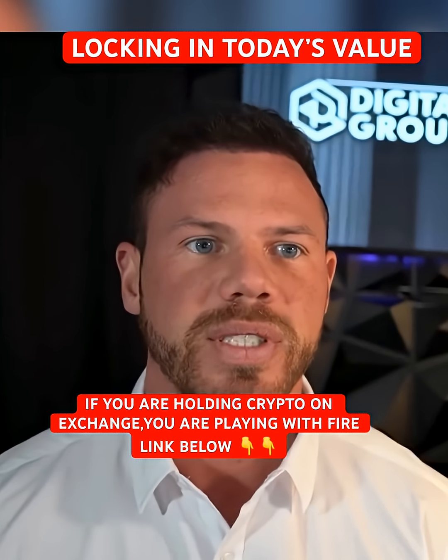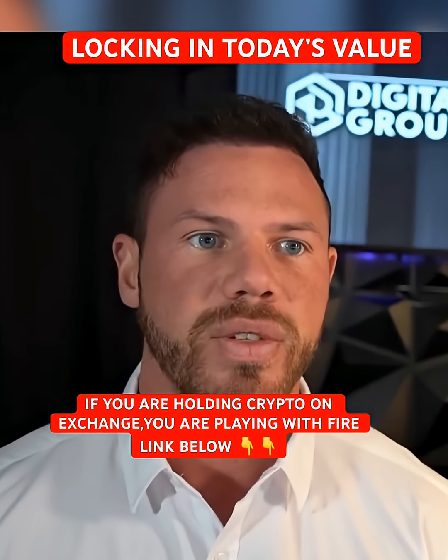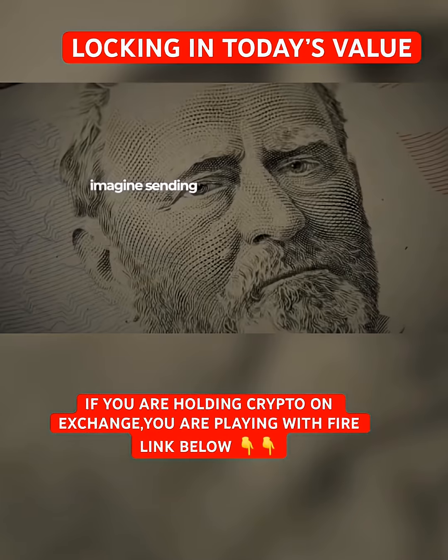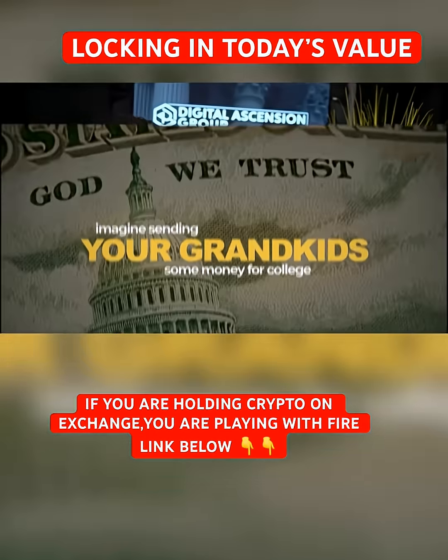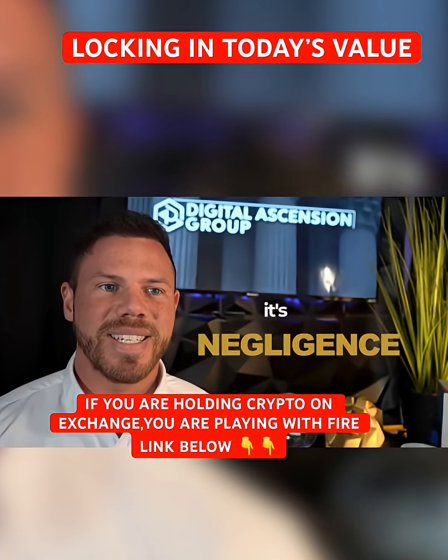Number 3, taxable distribution. This happens when the trust makes a direct payment to a skip person, like a grandchild. If the trust isn't GST exempt, the recipient owes those taxes. Imagine sending your grandkid some money for college and accidentally handing him a tax bill alongside it. That's not legacy, it's negligence.